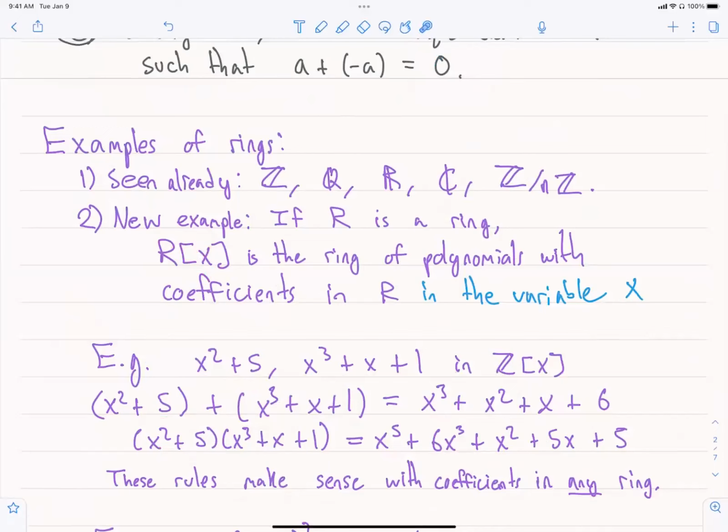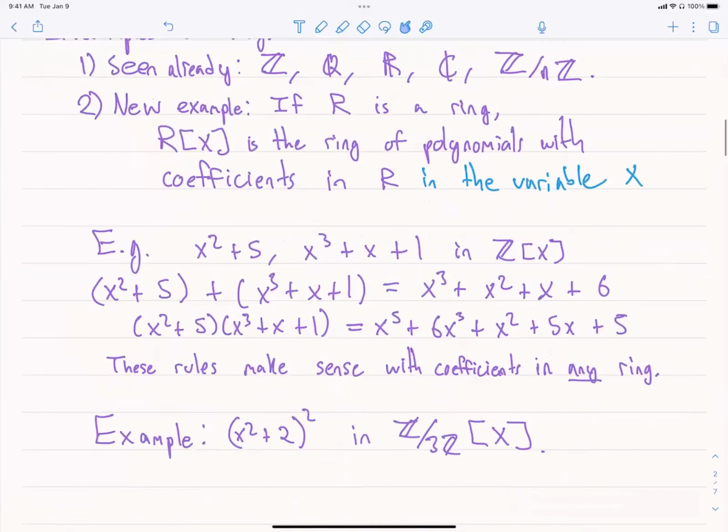A field I'm going to define next week, but a field is something like the rational numbers, the real numbers, the complex numbers, where every non-zero element is invertible. But I'll give that definition again, not next week, but on Thursday, or on the video for Thursday, rather. So we're going to come back to that concept.